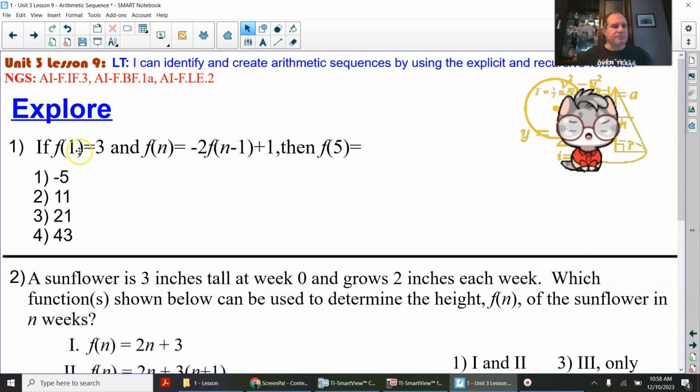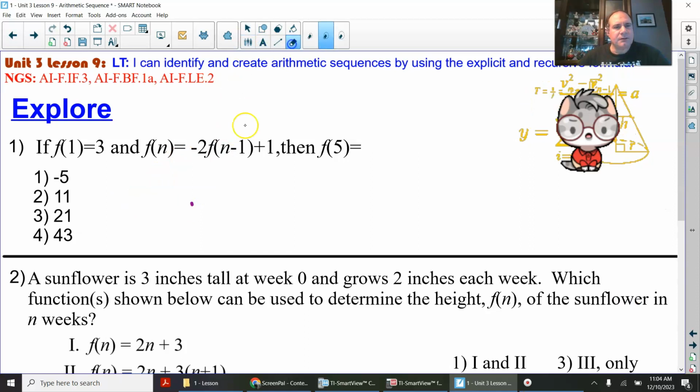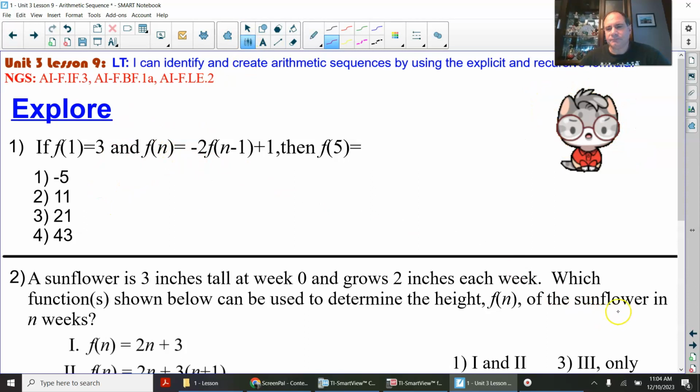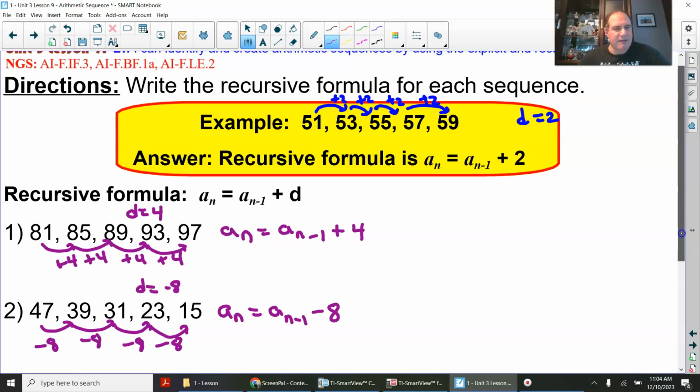All right, so it says explore. F of 1 equals 3, and f of n equals negative 2 times f of n minus 1, plus 1. They want the value of f of 5. All right? Okay, so here's our first question, using the recursive formula that we have here.